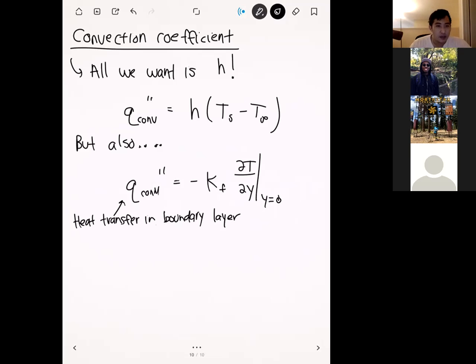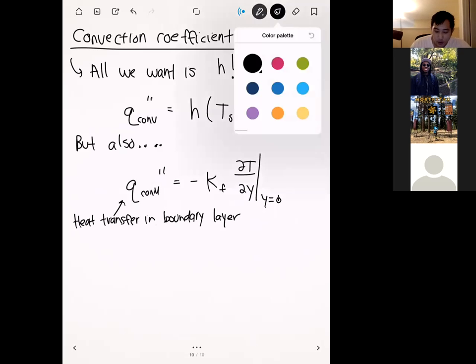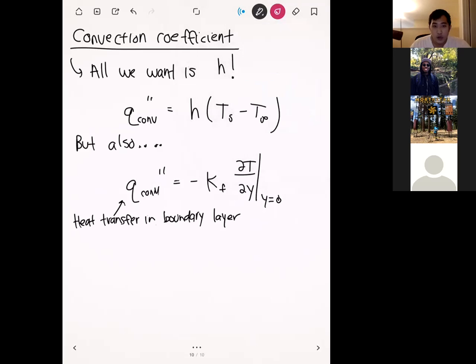Right. So if we set these two things equal to each other, because they both equal Q convection, then we can come up with an expression for H here. Okay. It's not a very helpful expression, but it's at least an expression, right? And what we can do is draw some more qualitative conceptual conclusions from it.